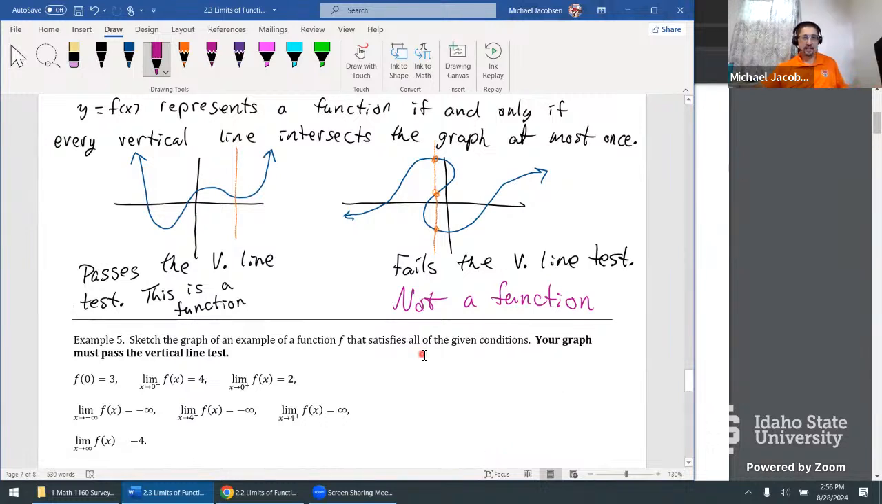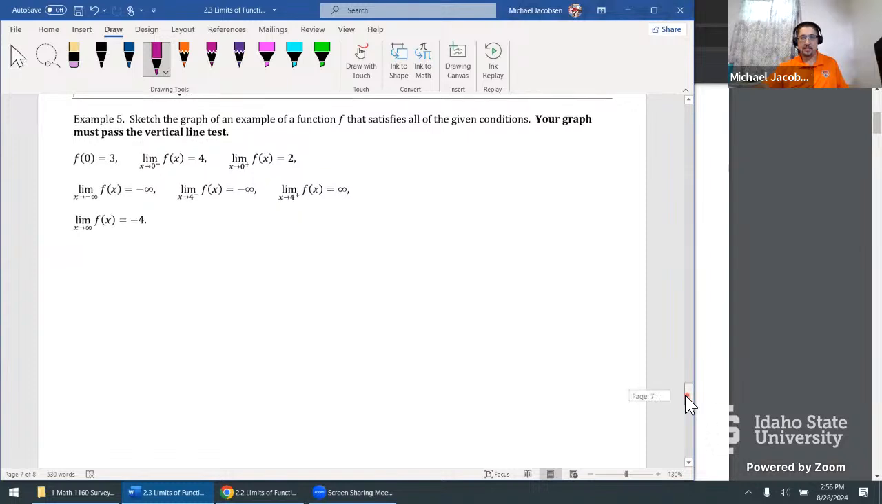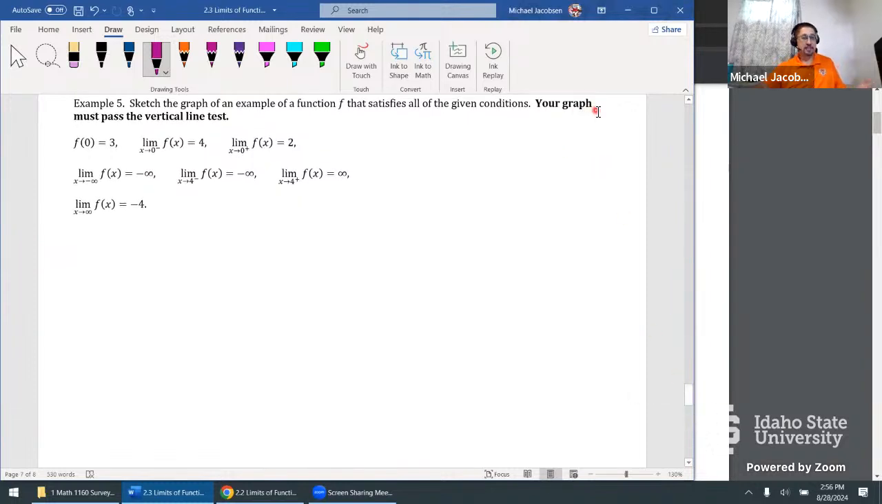Okay, so here's the example next. It says sketch the graph of an example of a function satisfying all those properties. Ensuring it's a function just means it passes that vertical line test we discussed. And this is how I'd probably start off every one of these problems. Just give a big XY axis. I usually make my x-axis a little bit longer just to separate out what all happens on these different inputs for x.